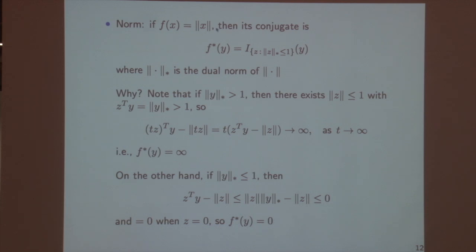The conjugate of a norm is not a norm. It's an indicator that the norm of its argument is less than or equal to 1. But the dual norm is always a norm. It's just more convenient to think of the dual of a norm being a norm, I guess.